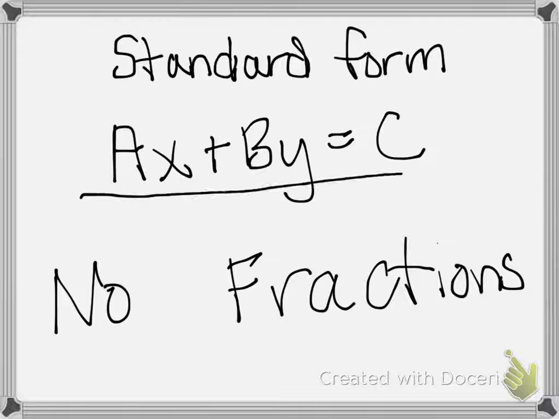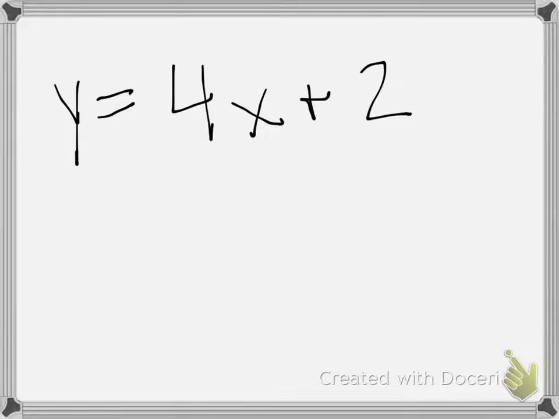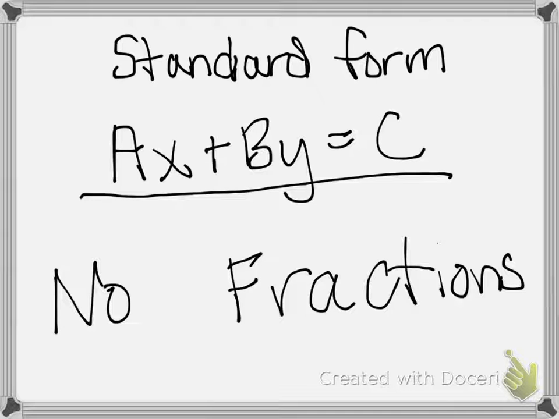It's ax plus by equals c, where a, b, and c are going to be some form of numbers. The biggest thing with standard form is you cannot have fractions at the end of your answer. So we're going to learn how to clear those fractions away. Okay? If I were you, I'd write down the standard form. ax plus by equals c.